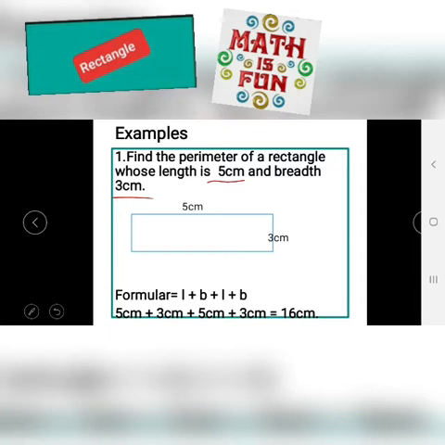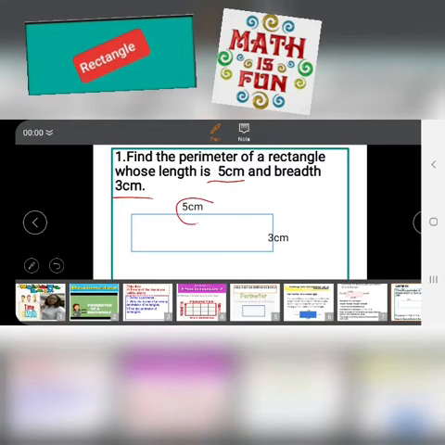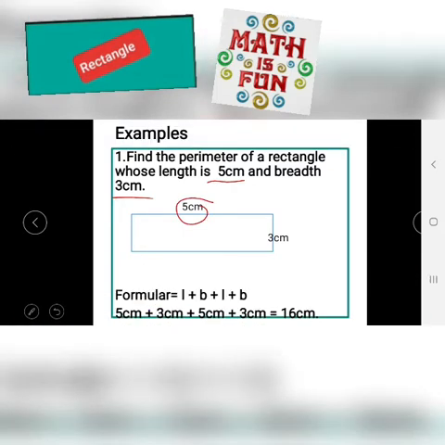So when you hear the word length, the length is the long side of the shape, and the breadth is the short side of the shape. Definitely, my long side is going to take the 5 centimeter, and my short side is going to take the what? The 3 centimeter. Do not forget that we have 4 sides. And when we want to get the perimeter, we have to add the 4 sides together.